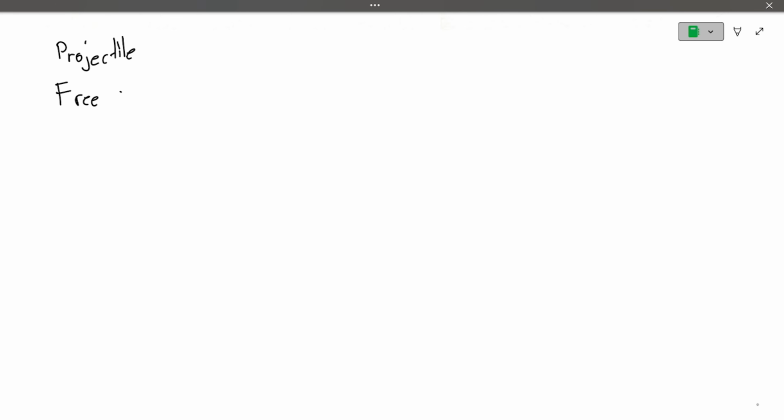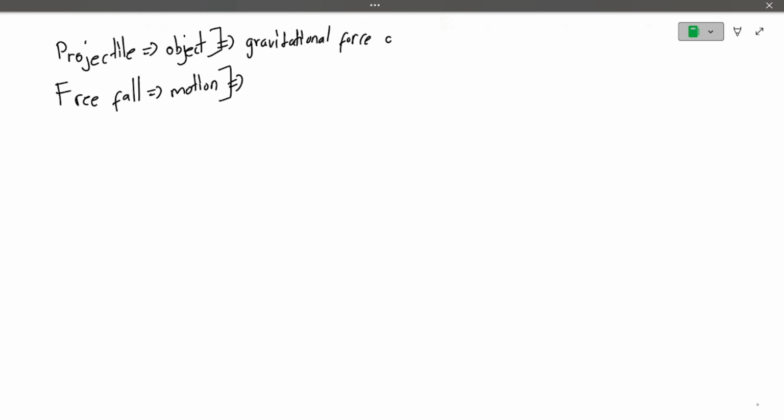I chose to define these together because they are similar, but at the same time you have to know their differences. This one is about an object, and this one is about the motion of an object. Both of them have one keyword, and that keyword is gravitational force only.